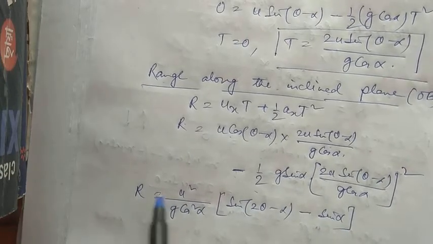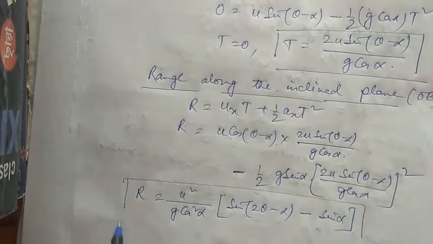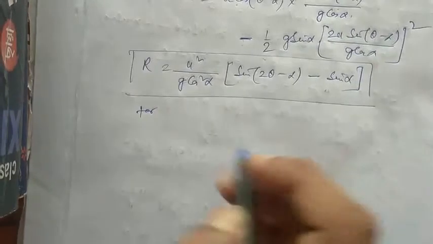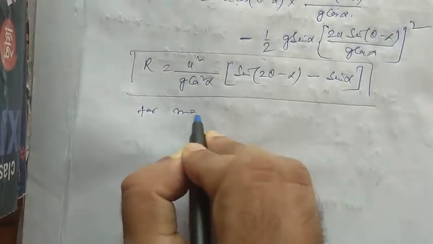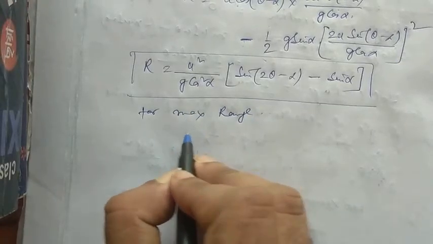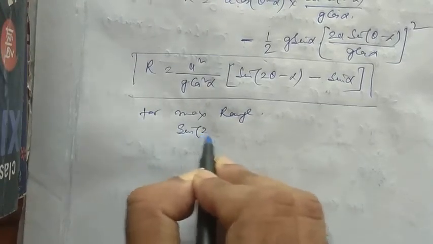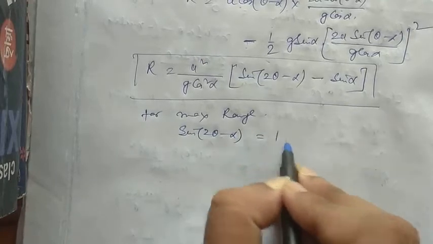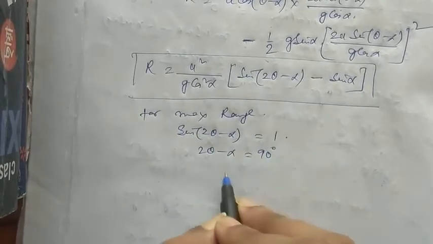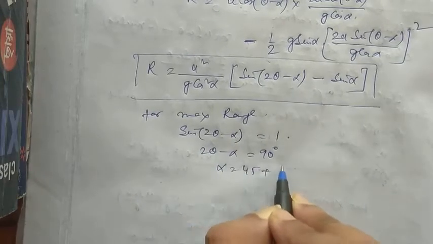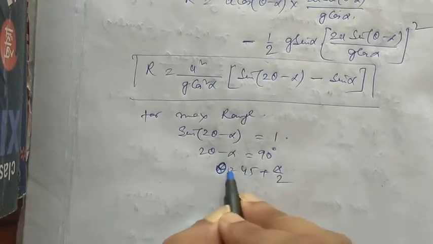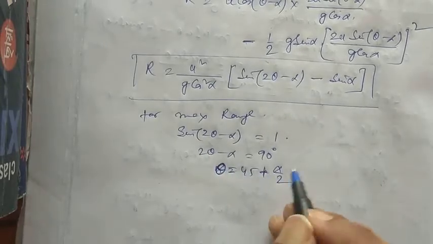So this is the value of range. Now for maximum range, we can write again sine of 2 theta minus alpha is equal to 1. So 2 theta minus alpha is equal to 90 degrees. So theta is equal to 45 plus alpha by 2.